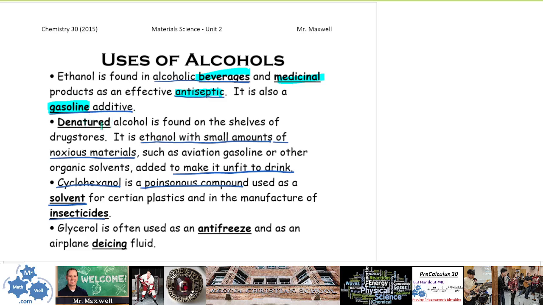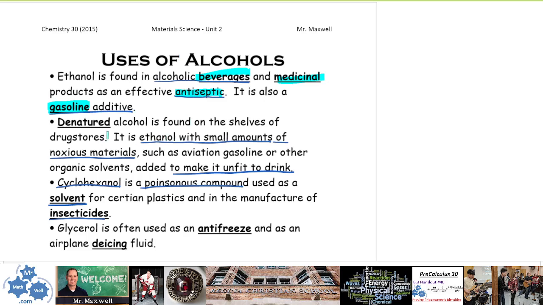Denatured alcohol is found on the shelves of drugstores. It is ethanol with small amounts of noxious materials. Obviously, alcohol as a beverage messes with your body chemistry, and that's why you get drunk drinking alcoholic beverages. I would advise against that.